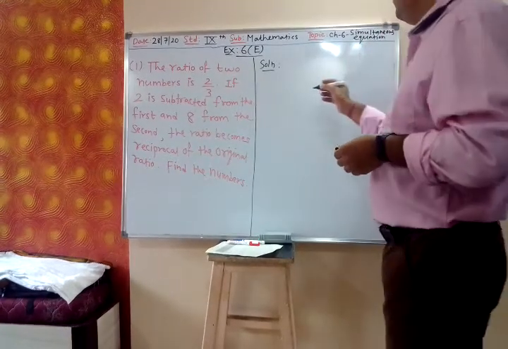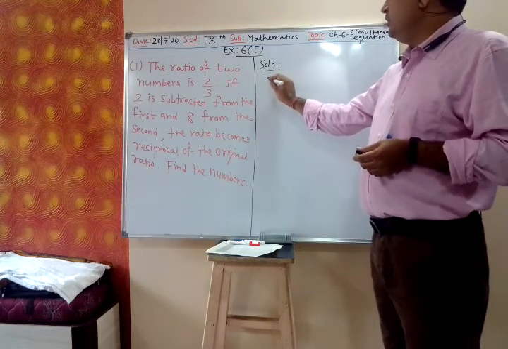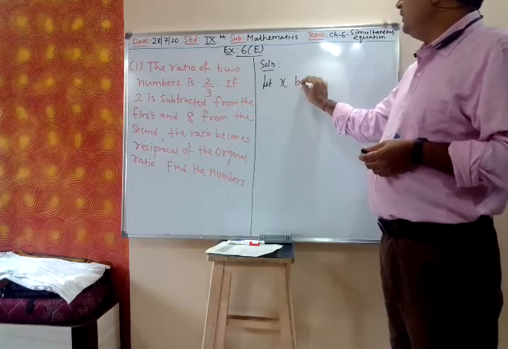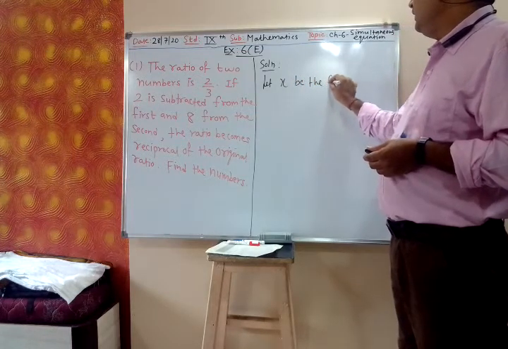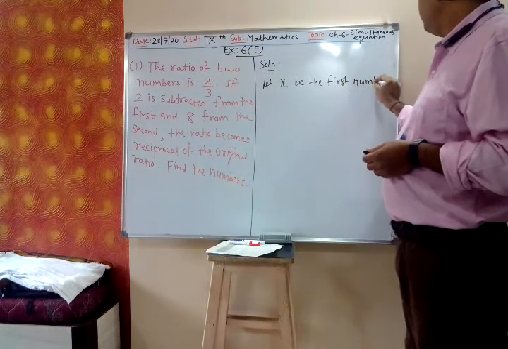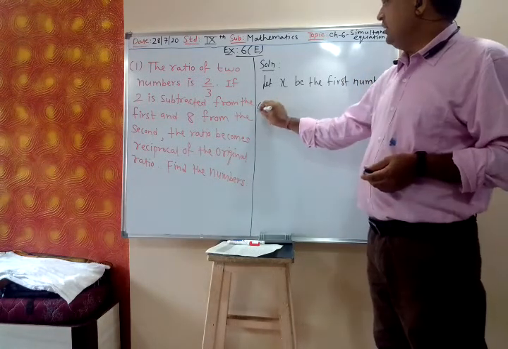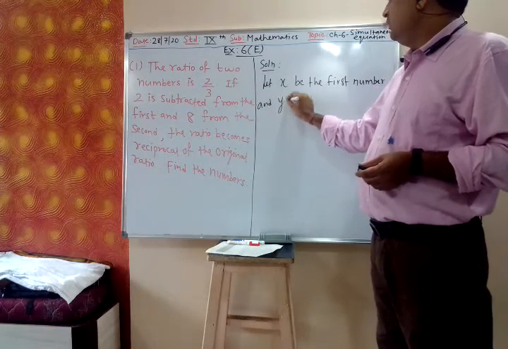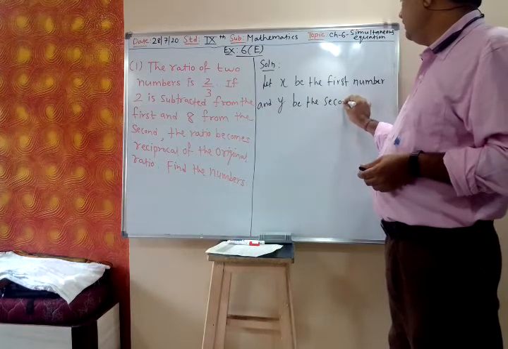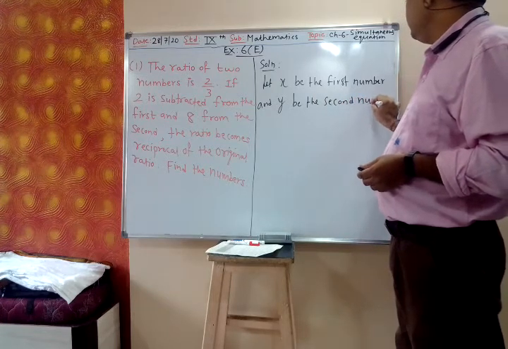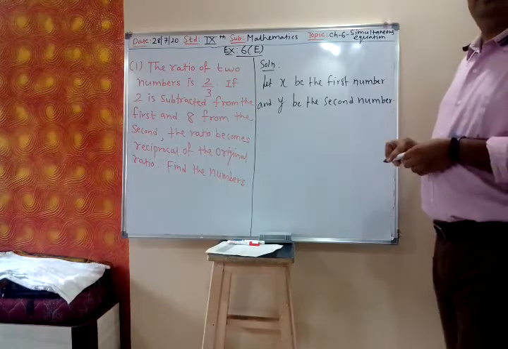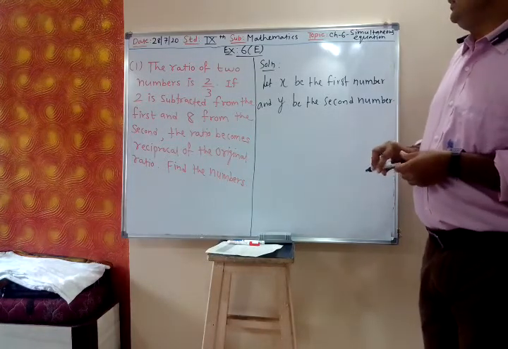What do we write? The ratio of two numbers. So we write, let x be the first number and y be the second number. There are two numbers.